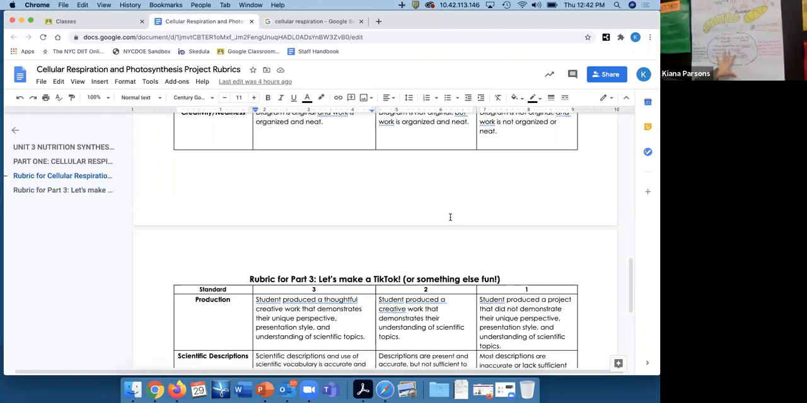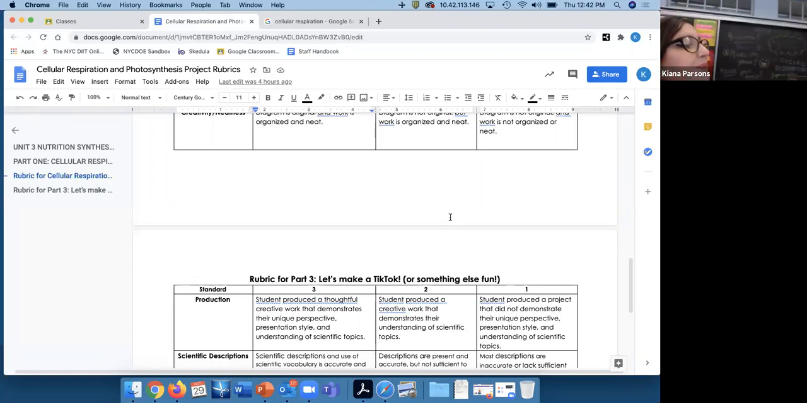And then this is the second part of the assignment here with photosynthesis. But this is an example of a student product. This one was not perfect. It has really a lot of great scientific information, but they could have used more artistic creativity.